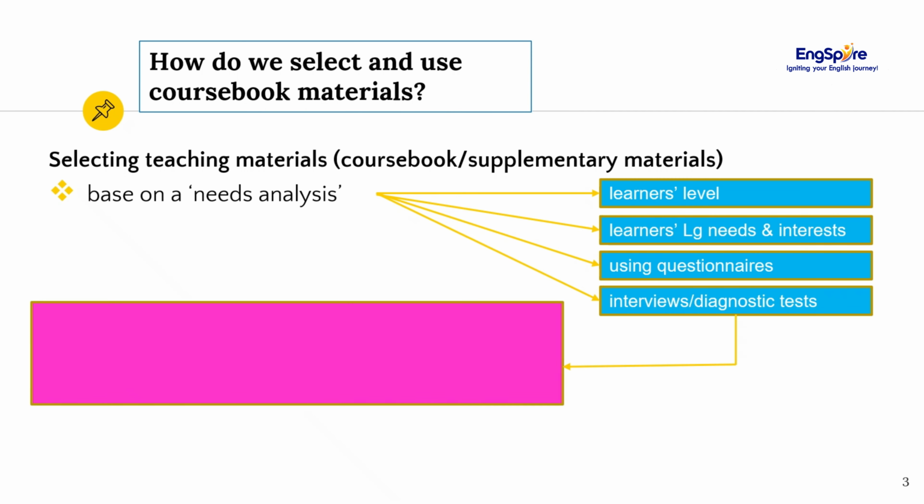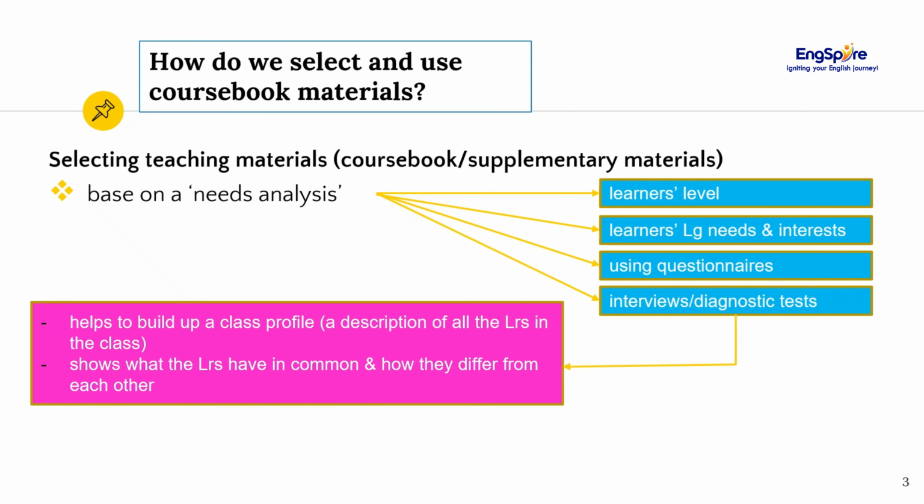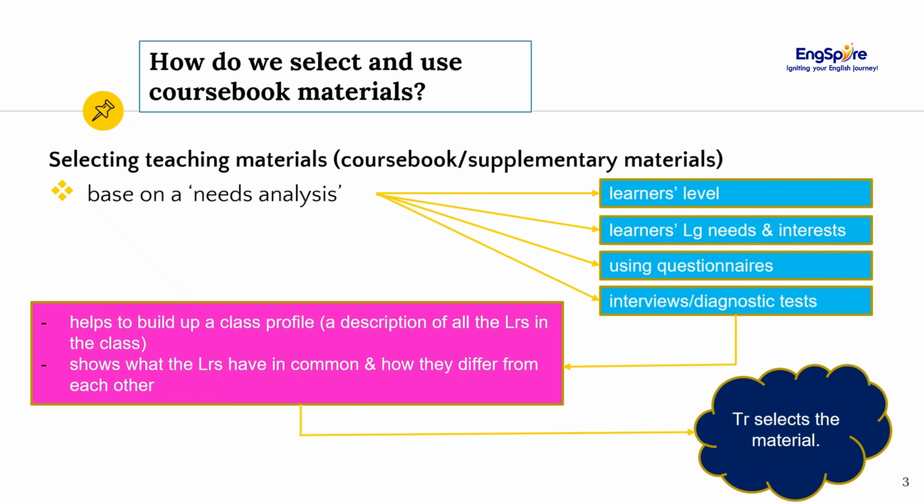All of this information helps the teacher build a class profile. A class profile is a description of all the learners in the class. It shows what the learners have in common and also how they differ from each other in terms of level, needs, and preferences. Once the teacher has this class profile, their task is to select the materials that best match it. In other words, the needs analysis and class profile guide the teacher to choose the most appropriate material for that particular group of learners.